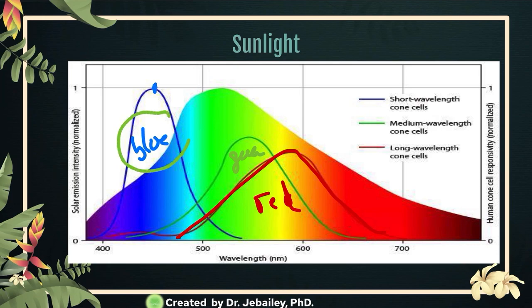Blue here has the biggest energy. Which one has the least energy? It will be the red. Okay, and green will be in between. So the bigger the wavelength, the less energy it has. The shorter the wavelength, the more energy it has.